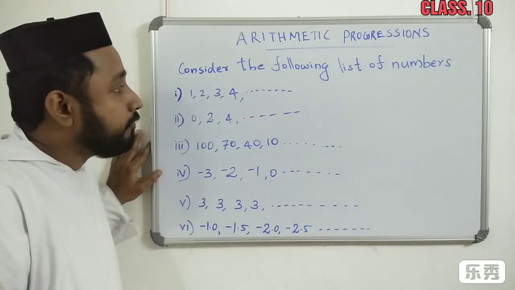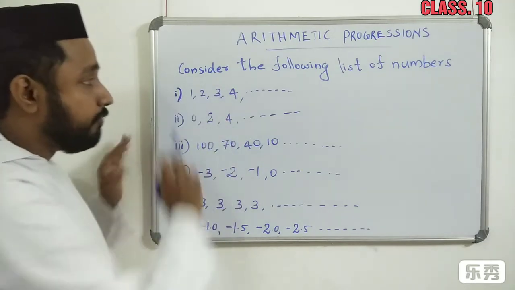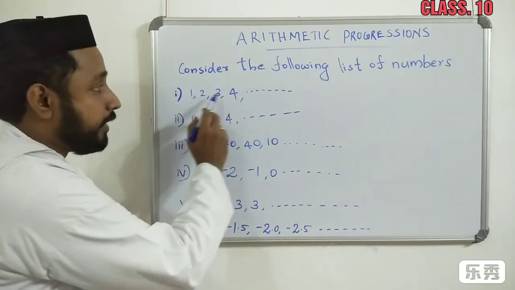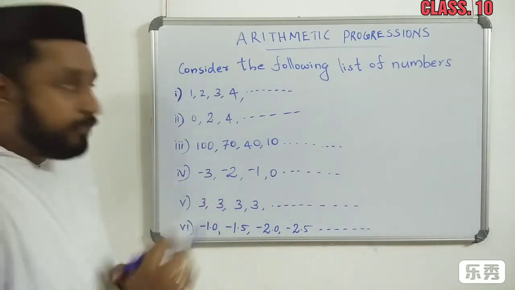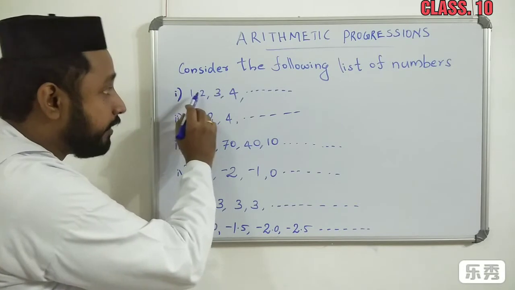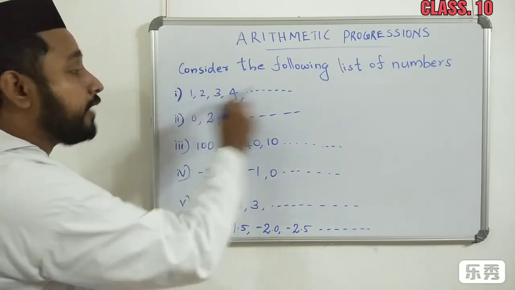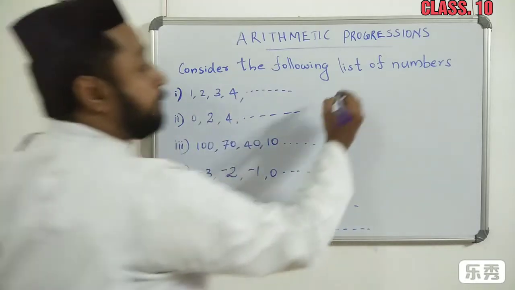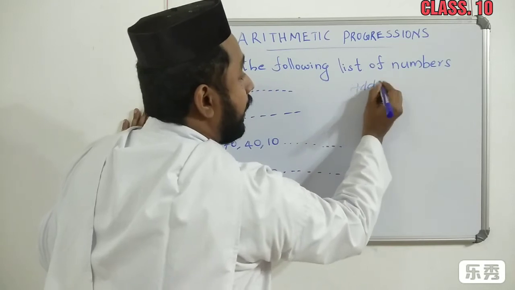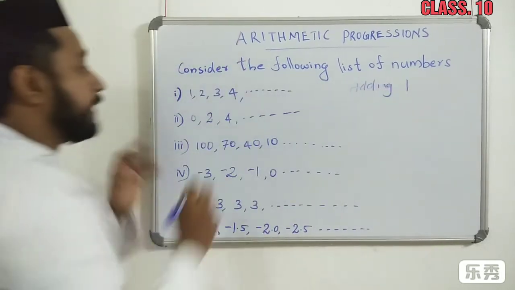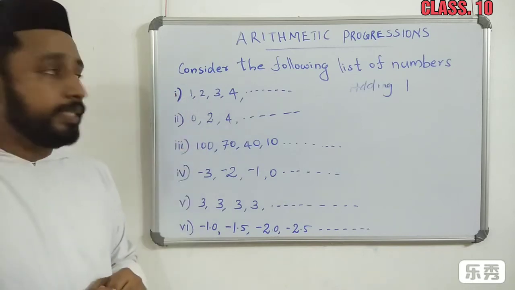Can you identify the peculiarity of these numbers? 1, 2, 3, 4. Each term is obtained by adding 1 to the preceding term. When we add 1 to 1, we get 2. Then again adding 1 to 2 we get 3, and so on. So each term is obtained by adding 1 to the preceding term.